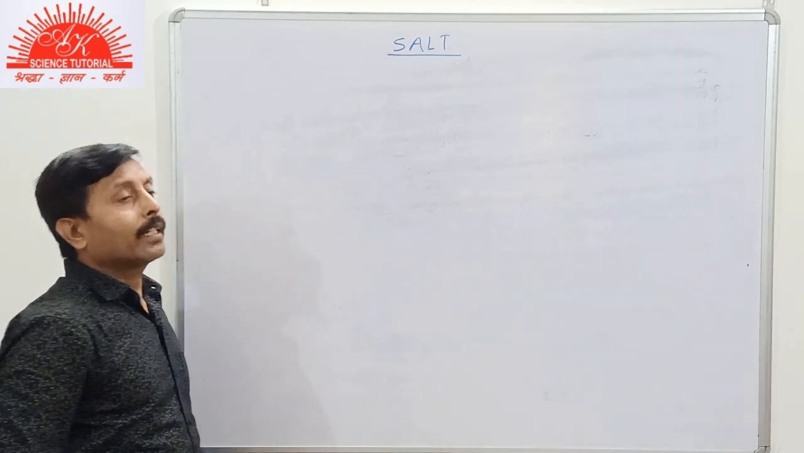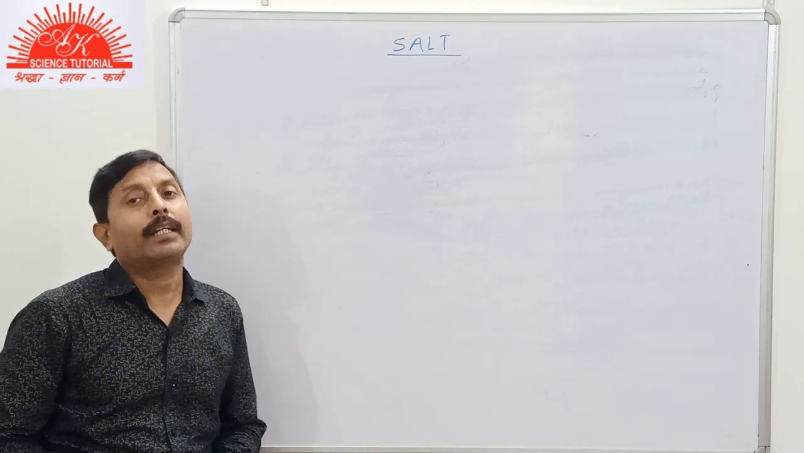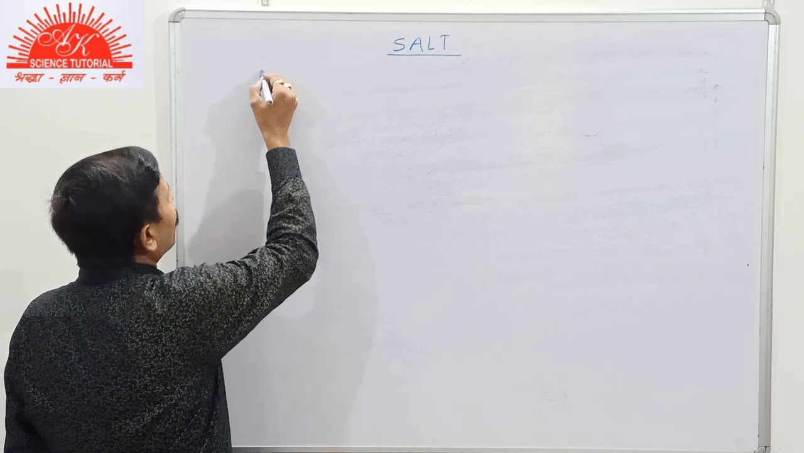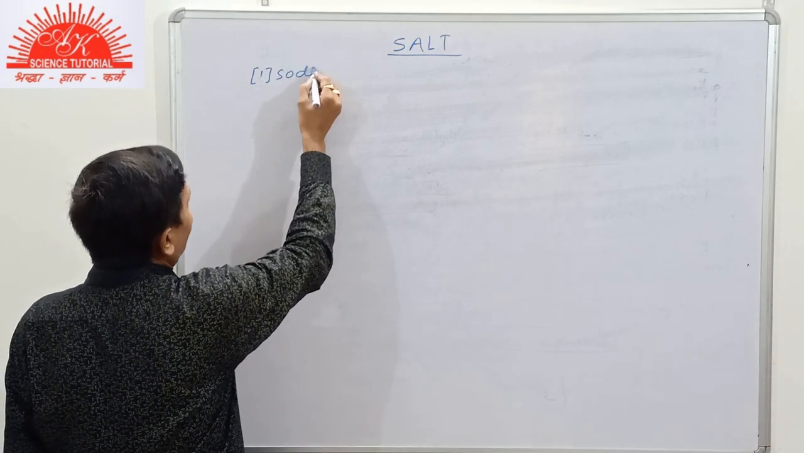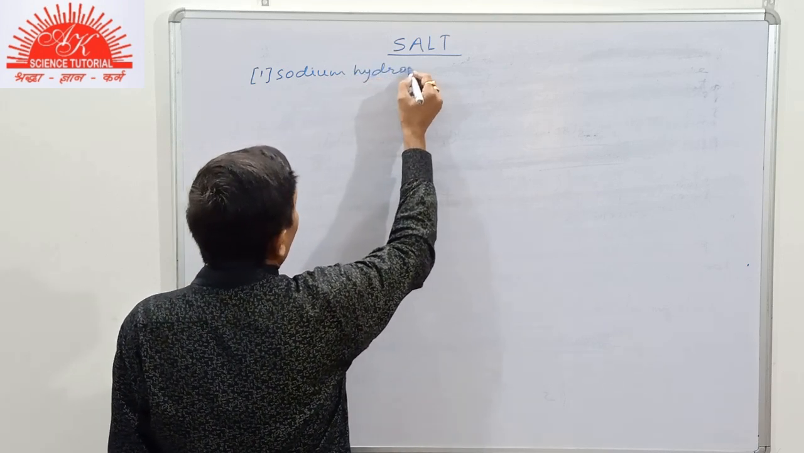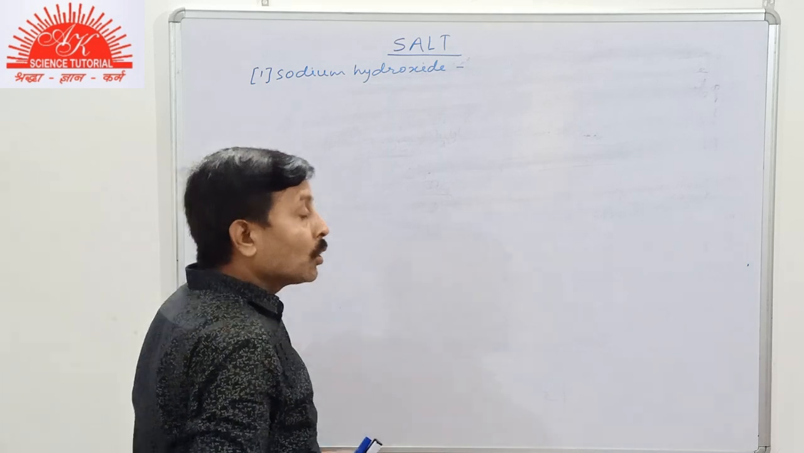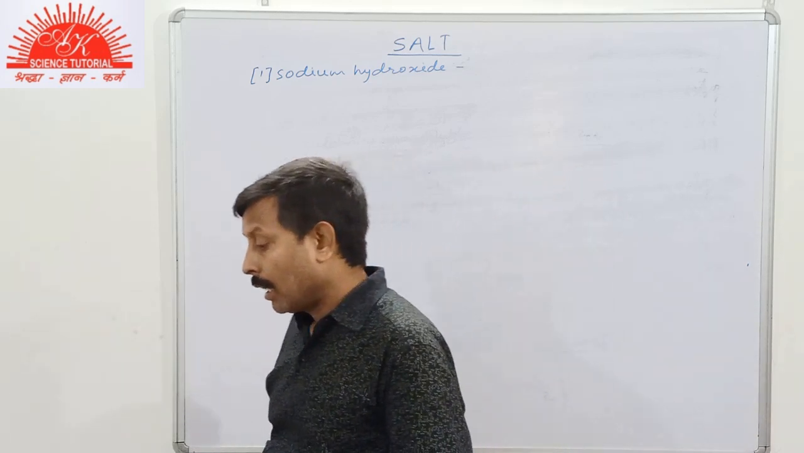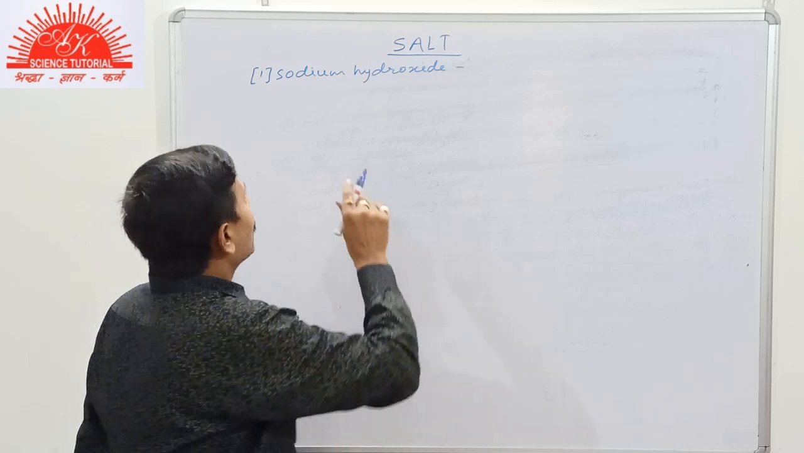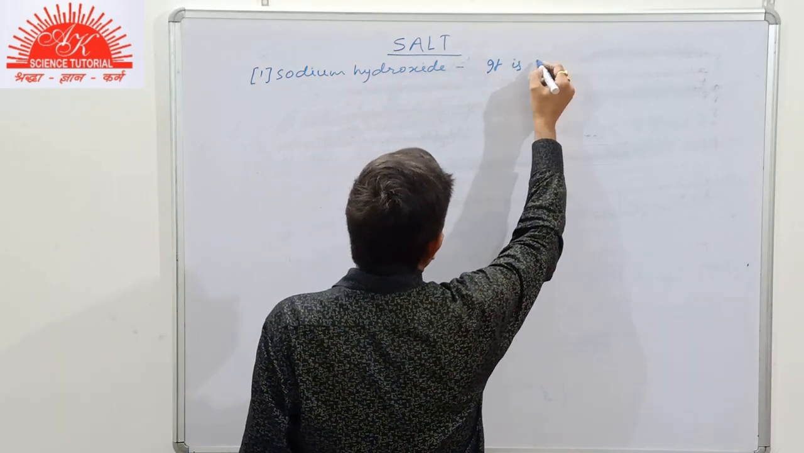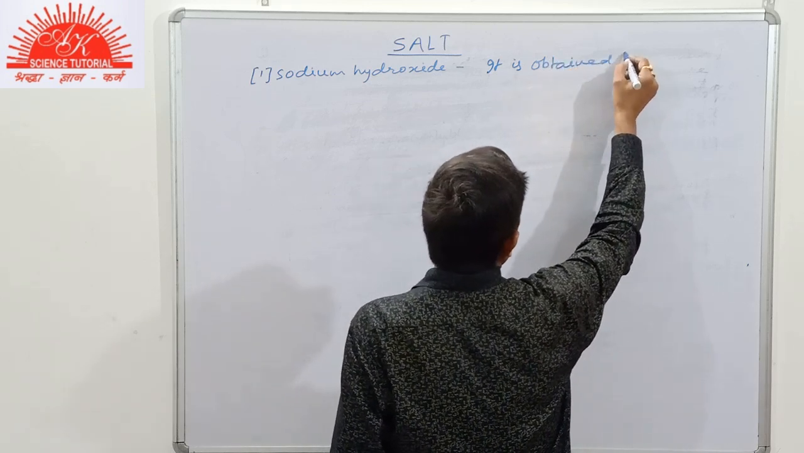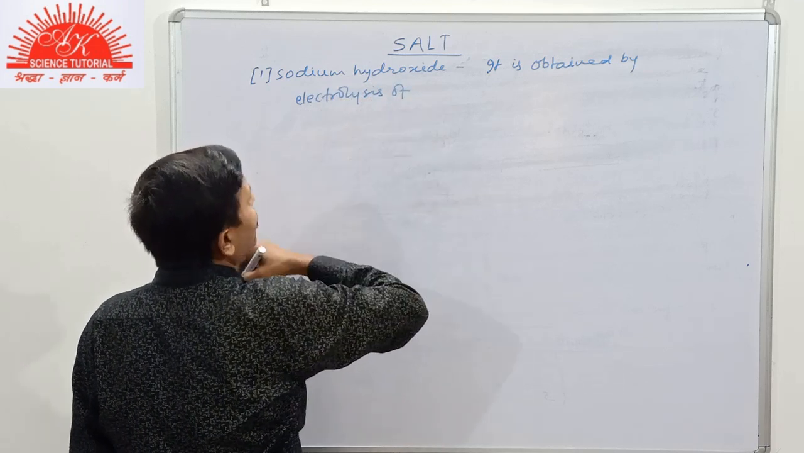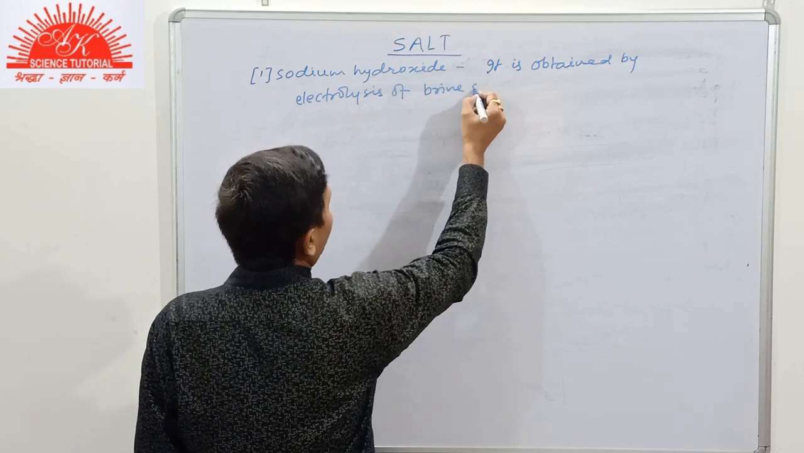As common salt, it is an ingredient of our food, and in chemical industry and in the laboratory it also plays an important role. So first of all, we study here sodium hydroxide. Sodium hydroxide is prepared in industries from common salt. How is it useful to us? It is obtained by electrolysis of brine solution.